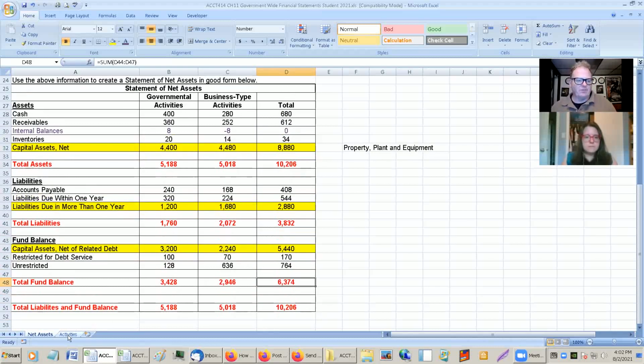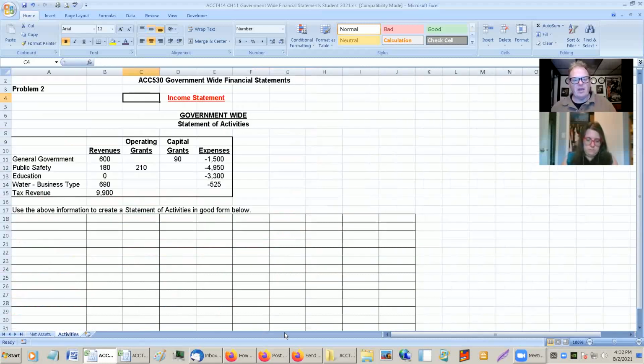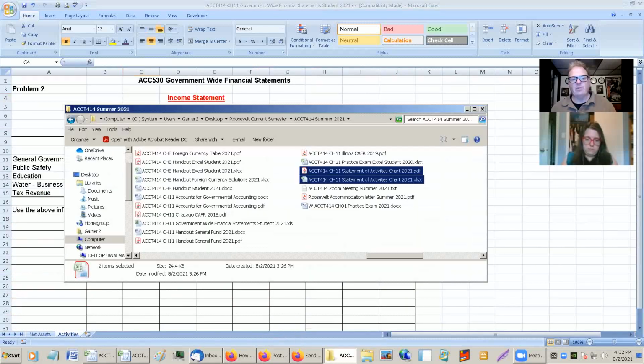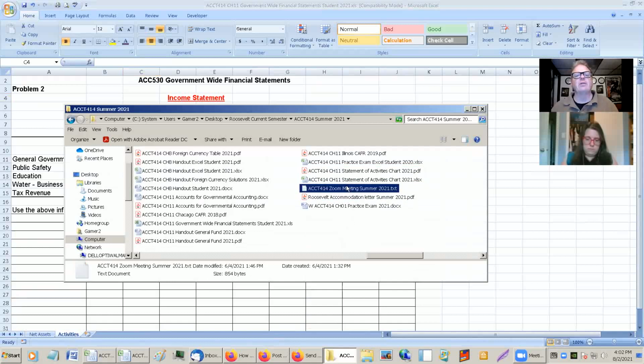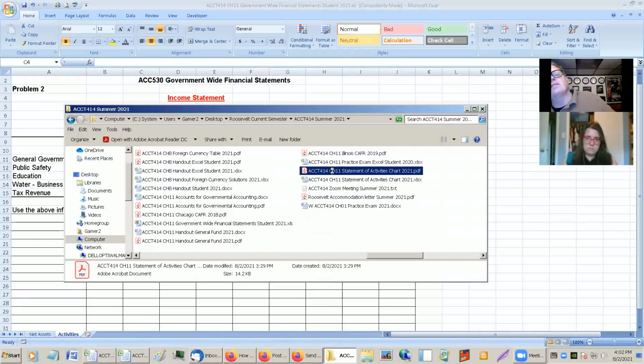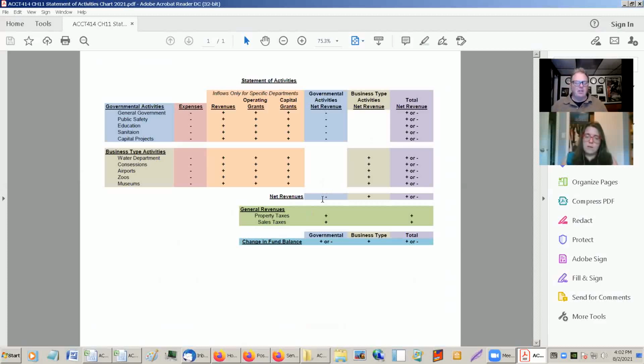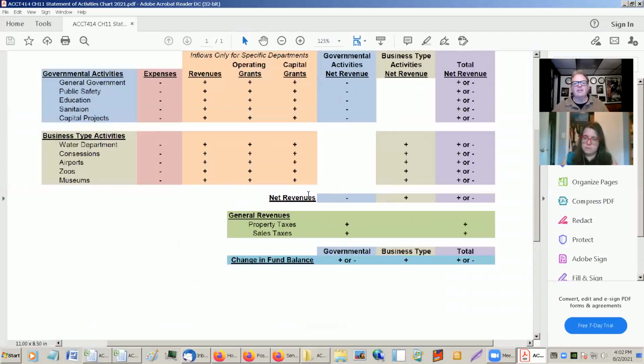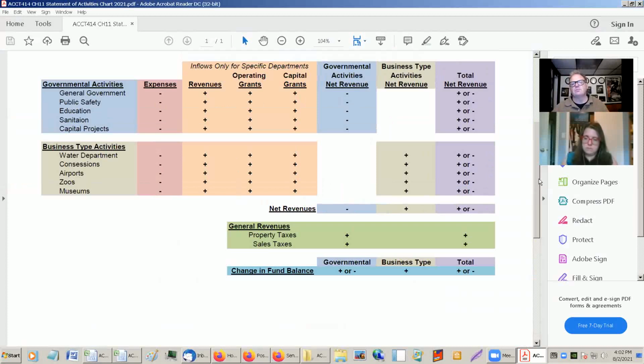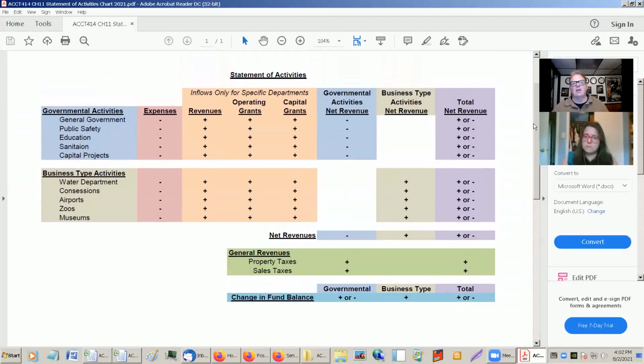Okay, now the next financial statement that we have, and let me pull up, I showed you a little bit of it before. I wasn't really happy with what I showed you, so I made another one. I think it's a statement of activities chart. It's in PDF and in Excel. I thought I made it simpler. Looking at this, it's still kind of a mess. But this is basically what we do.